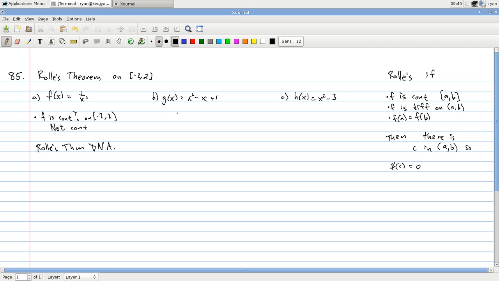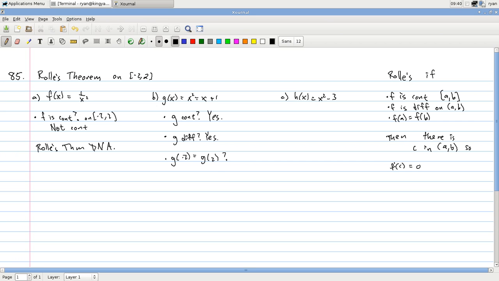For part B, first we want to know, is g of x continuous on the interval -2 to 2? And g of x is a polynomial, so yes, it is continuous. We look at the second part, is g differentiable? And again, g of x is a polynomial, so it's differentiable at every number, including the interval -2 to 2. And then finally, is g of -2 the same thing as g of 2?